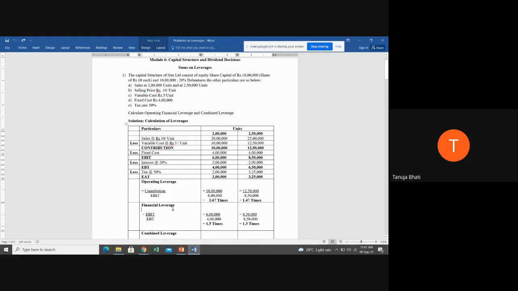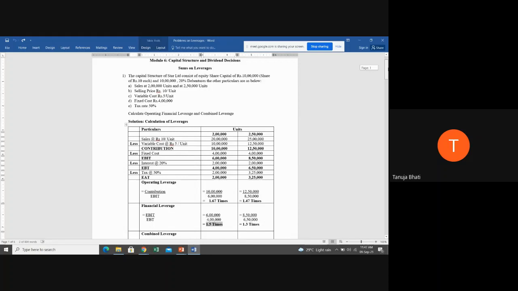Next is financial leverage. What is the formula for financial leverage? EBIT divided by EBT. Now what is EBIT? 6 lakh divided by 4 lakh EBT. So that you got as 1.5 times is your financial leverage.